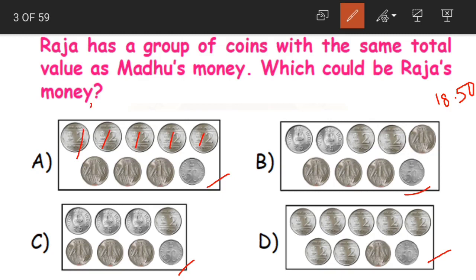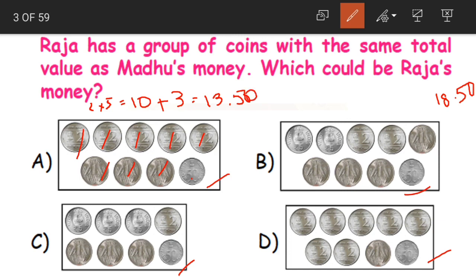If you look at the first option, we are having 1, 2, 3, 4, 5, 5 2 rupee coins. So 2 into 5 is equal to 10 plus 1, 2, 3, 3 1 rupee coins, that is equal to 13 and a 50 paise coin. So the value of option A is 13 rupees 50 paise.